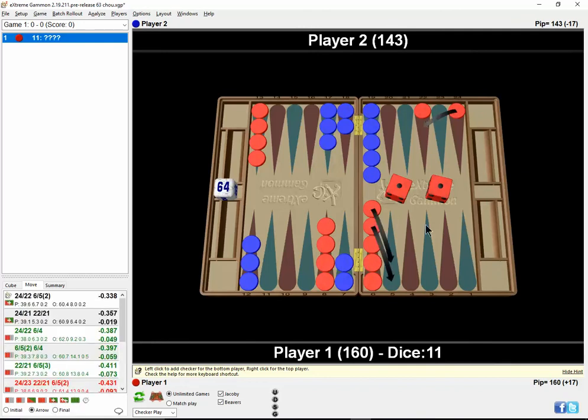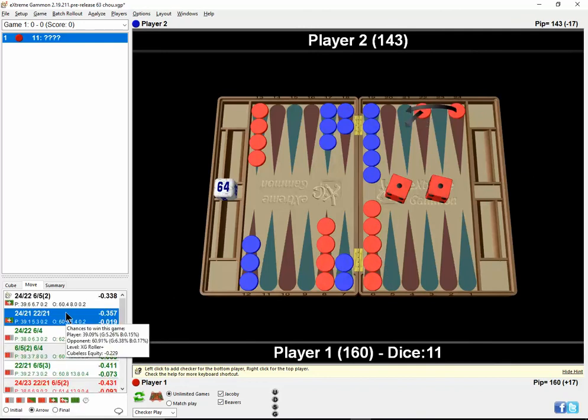And sure enough, it's the right play. The second best play is simply to make the 3-point. So the anchor seems to be very, very important. Given a choice between just making the anchor or just making the 5-point, making the anchor on your opponent's side seems to win the battle. So that's a very interesting concept.